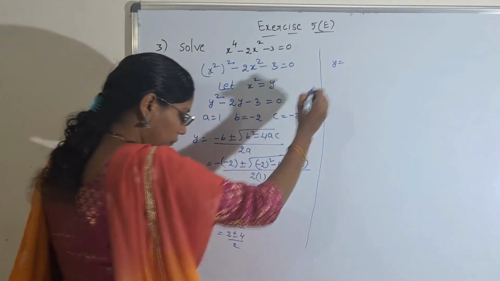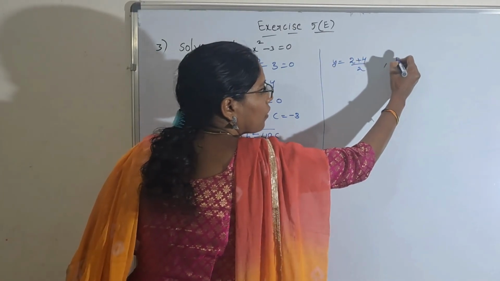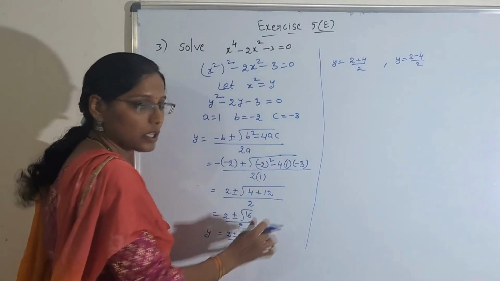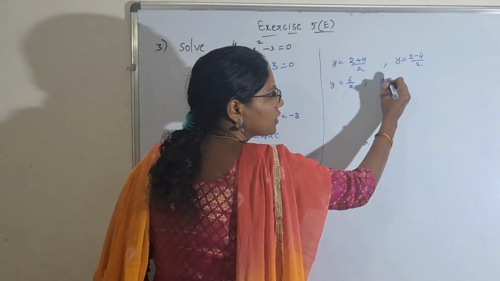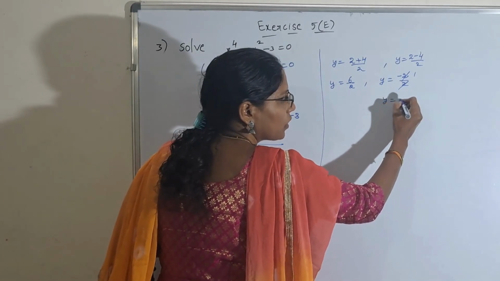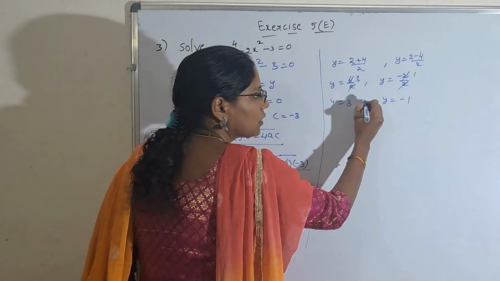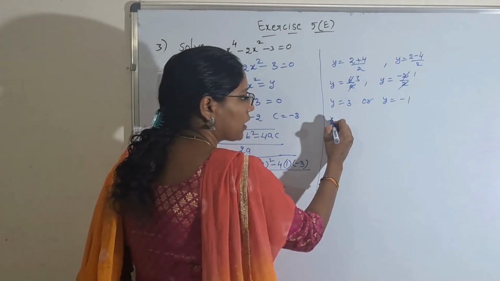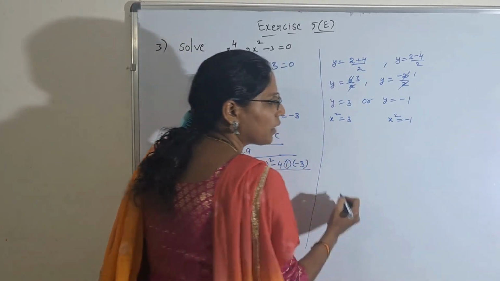Y is equal to 2 plus 4 by 2. Y is equal to 2 minus 4 by 2. Here y is equal to 6 by 2. Here y is equal to minus 2 by 2. 2 ones are 2, y is equal to minus 1. Here 2 threes are 6, y is equal to 3. Here y value is x square. X square is equal to 3. Here x square is equal to minus 1.